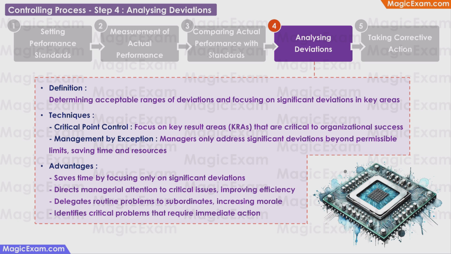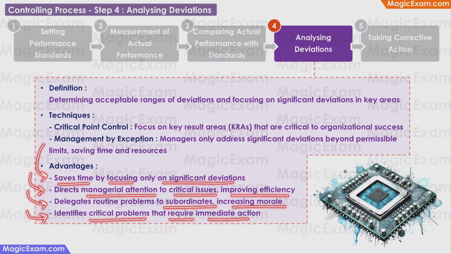By focusing on the critical points or the key result areas and on significant deviations or exceptions, the management can, first of all, save time by focusing only on significant deviations, direct managerial attention to critical issues and improve efficiency, delegate routine problems or simpler issues to subordinates and increase morale by giving them more responsibility, and can also identify critical problems that require immediate attention.